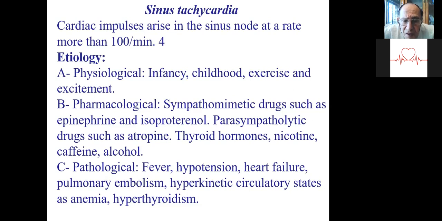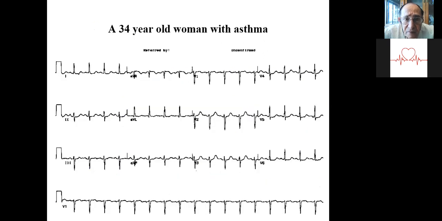Pathologic causes of tachycardia: fever, hypotension, heart failure, pulmonary embolism, hyperkinetic circulation, anemia, hyperthyroidism. This is an example of a heart rate of 120 in a lady who has bronchial asthma and takes a Ventolin inhaler. It causes sinus tachycardia.